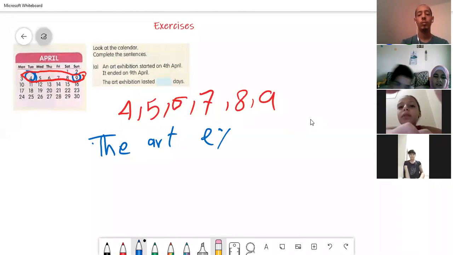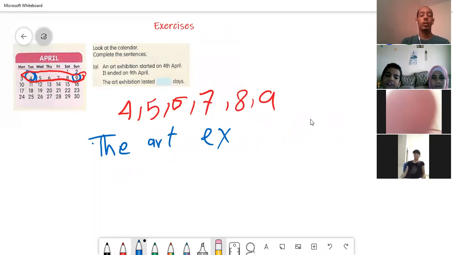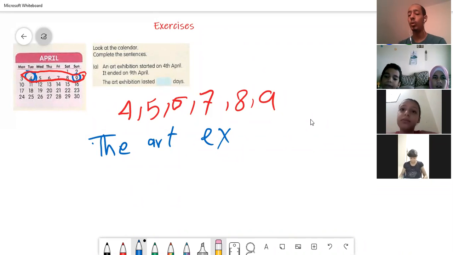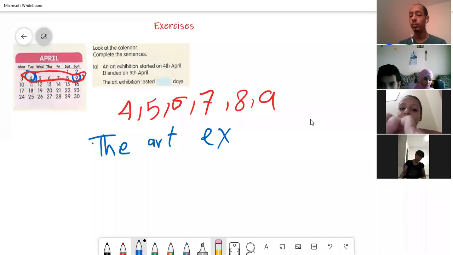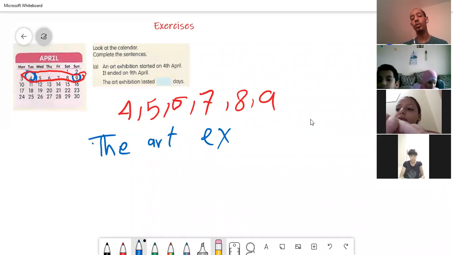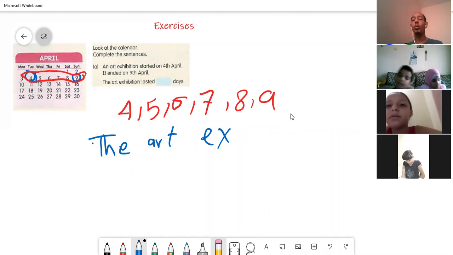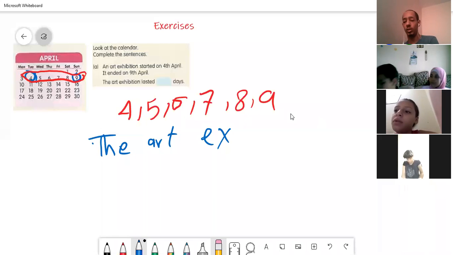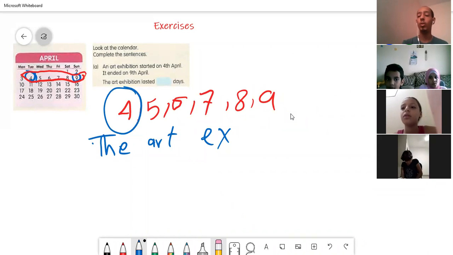Teacher, why are we counting the 4th? Because on the 4th of April was the art exhibition. Had it already begun? Yes. So we should count that because it had already started. We are going to count that because the question is, for how many days was the art exhibition? Because it was started on the 4th, that day is going to be counted.